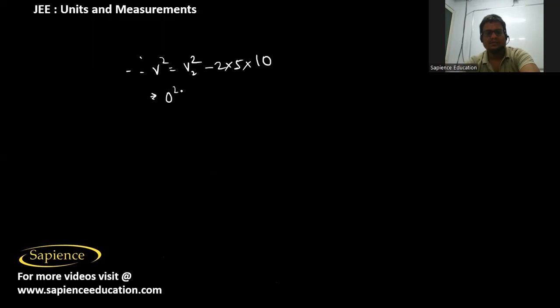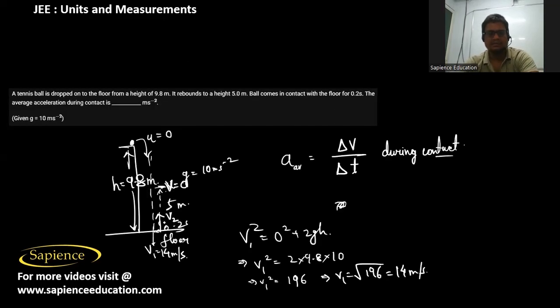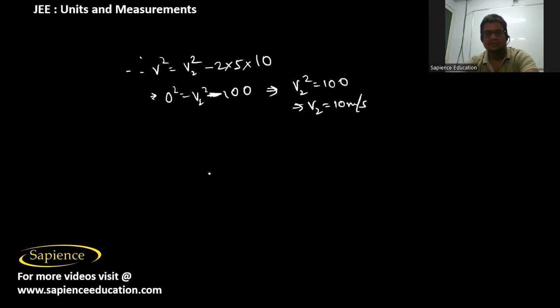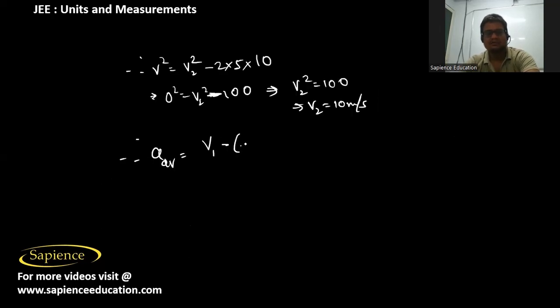So this is 0 square, that is v2 square equal to 100. So v2 square is equal to 100, so v2 will be 10 meter per second. So it means that it rebounds with a speed 10 meter per second. So therefore now the average acceleration is equal to, we can say, v1 minus of minus v2.